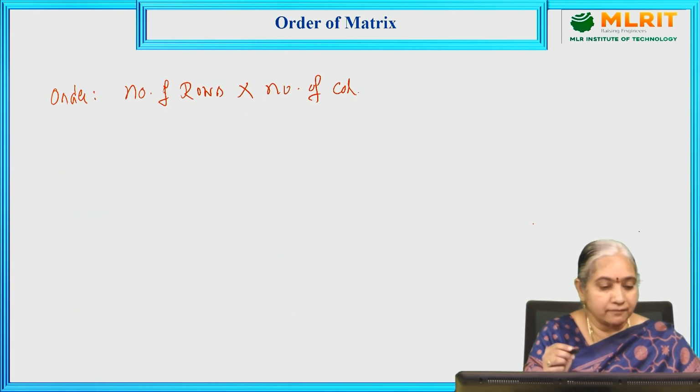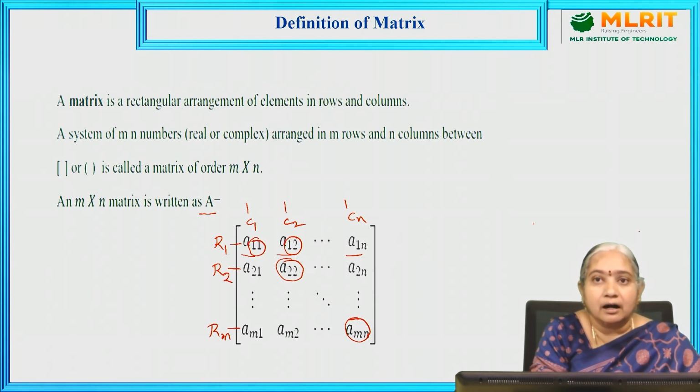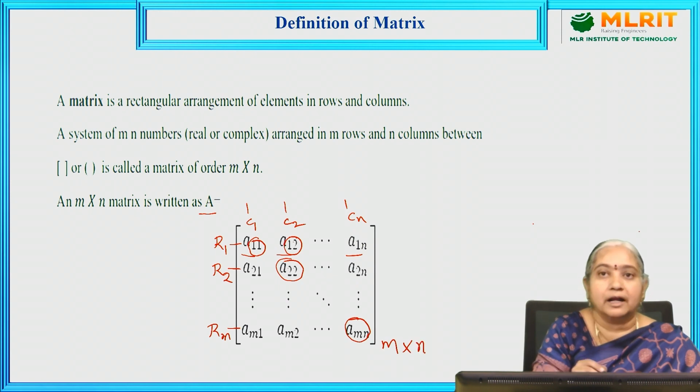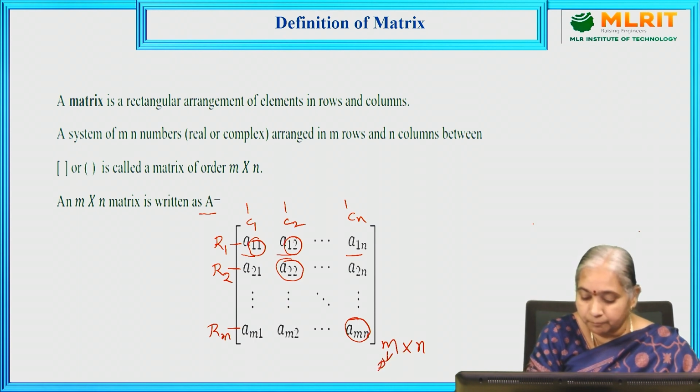So, in the previous example, we can define the order of this matrix A as m rows and n columns. The order of this matrix is given by m by n, and we read it as m by n. So, m is the number of rows and n is the number of columns.